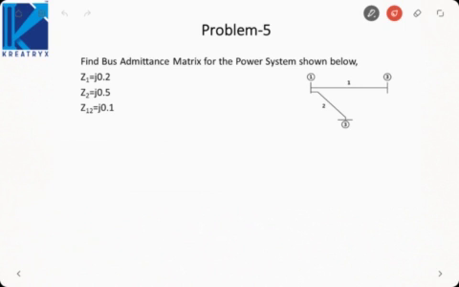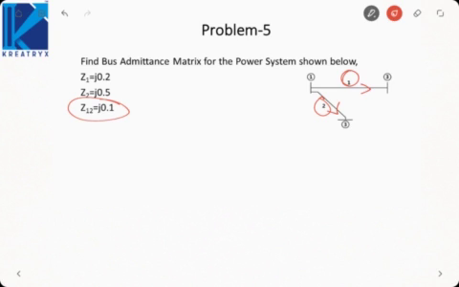Moving on to our last problem, it is saying we have to find the bus admittance matrix for the power system shown below. Here you are given Z12, that is the mutual impedance between lines 1 and 2. So by default we have to use the singular transformation method. So let us first draw a directed graph.